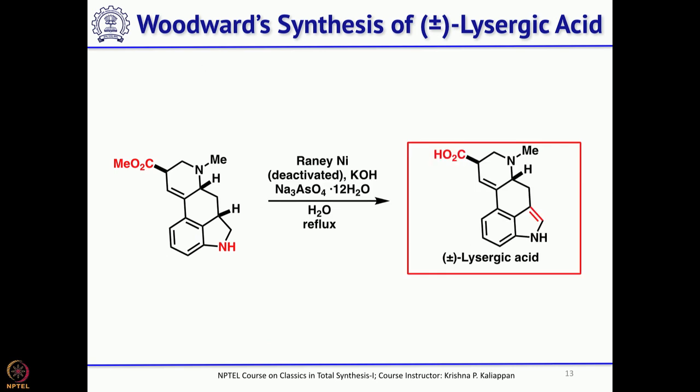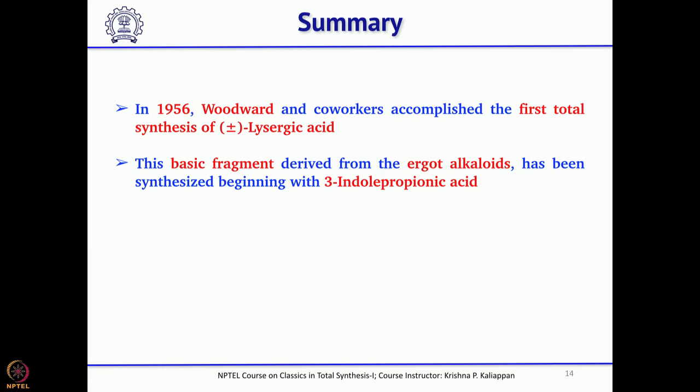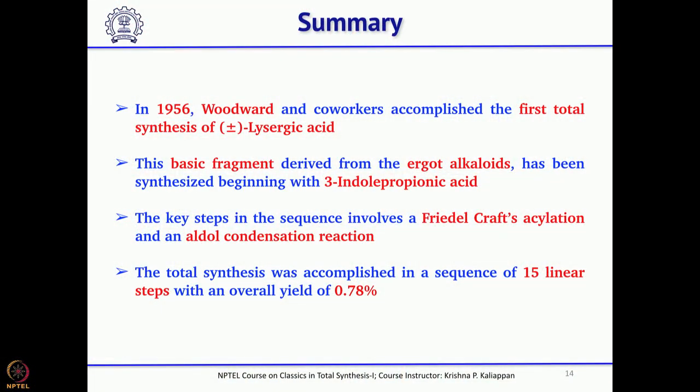Then simple hydrolysis was done. Here he has used potassium hydroxide, Raney nickel, to get the corresponding carboxylic acid, which is the natural product. So this lysergic acid synthesis reported by Woodward overall involved about 15 steps and the yield was close to 1%. And as I already mentioned, the key reactions involved in the synthesis of lysergic acid reported by Woodward are Friedel-Crafts acylation, that is intramolecular Friedel-Crafts acylation to get the first six-membered ring, and again an intramolecular aldol condensation reaction to get the second six-membered ring.